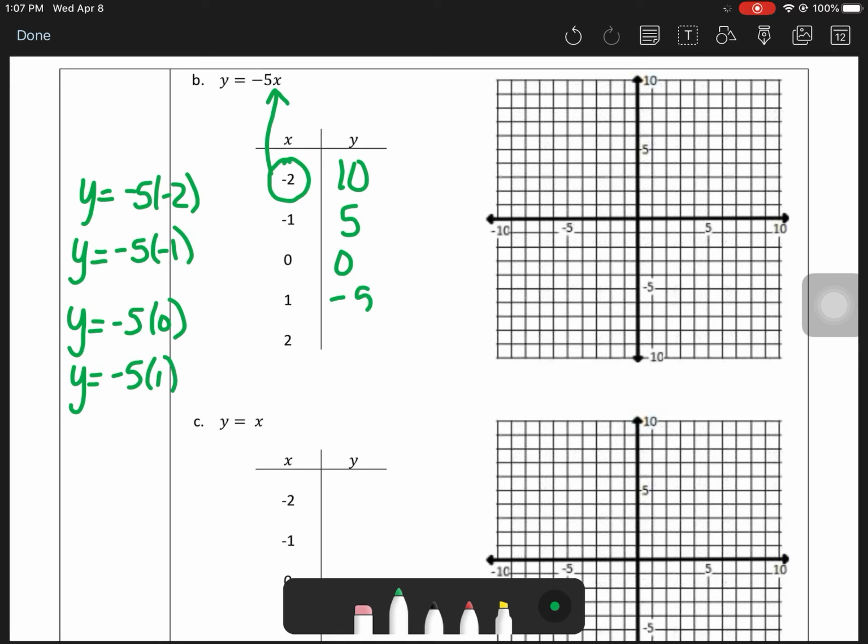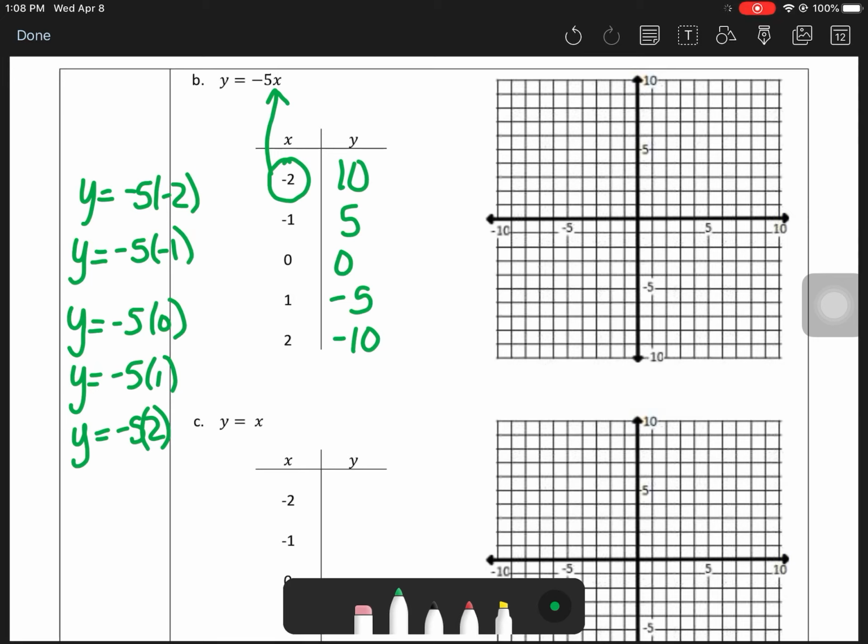-5 times 1 is -5. And now we're going to plug in a 2. 5 times 2 is 10, and a positive times a negative is a negative. So now we're going to graph those points. So we're going to start at the origin. That's where the x and y axes cross.